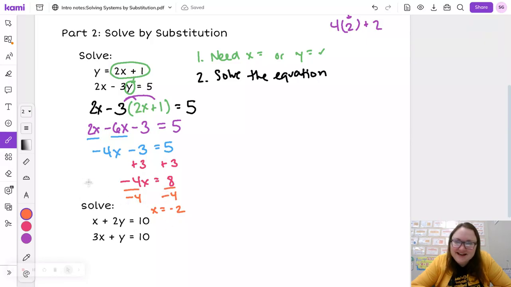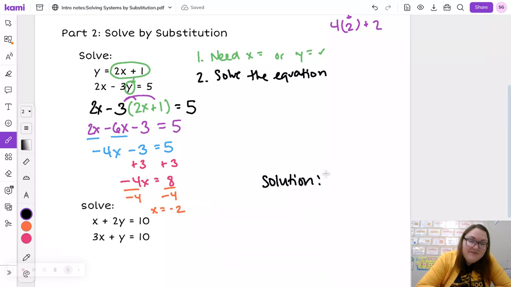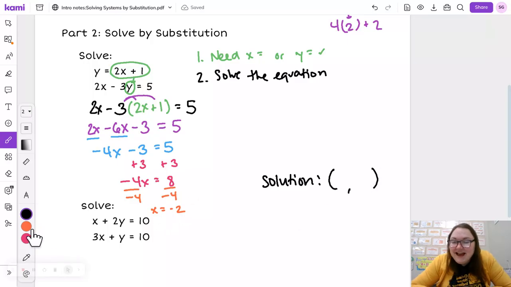x equals -2. Now, when we think about solving systems of equations, think back to when we were solving by graphing. Our answer was always a point, which means here, my answer, or we can call it solution, my solution is also going to be a point. My solution is going to look something like this. So right now, I only have my x. I only know the -2. So I'm not done because I still need to find y.